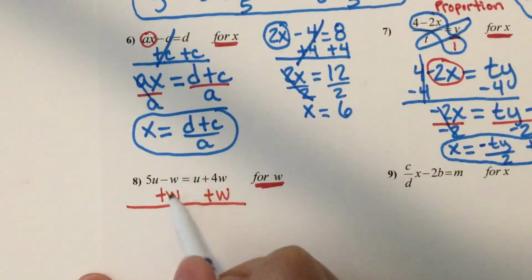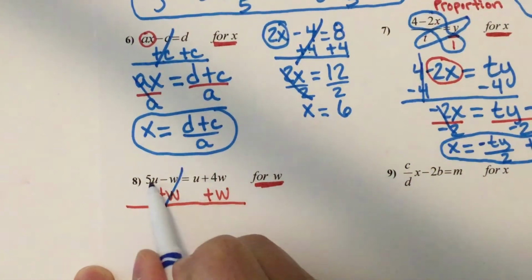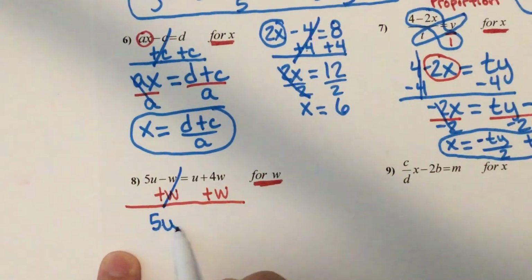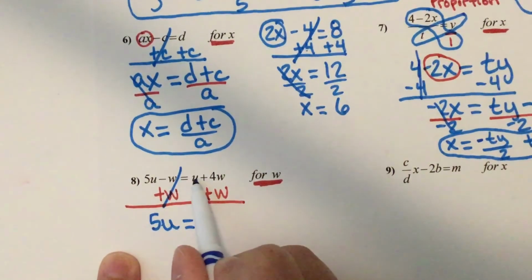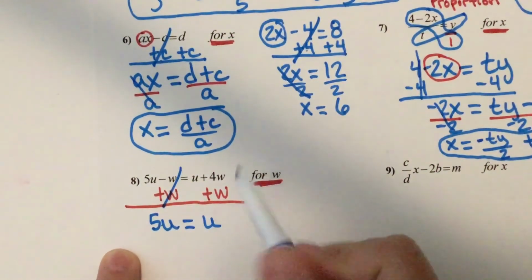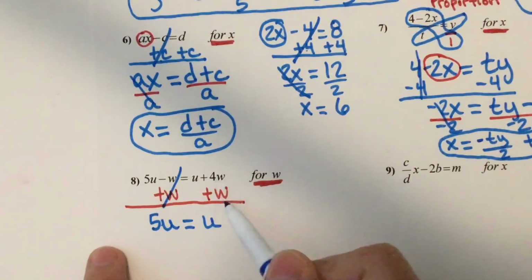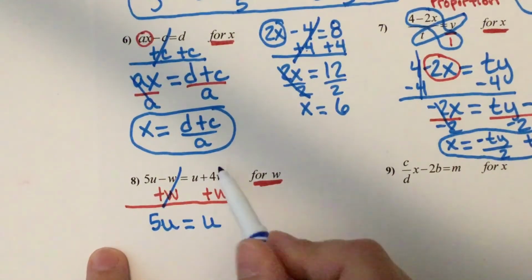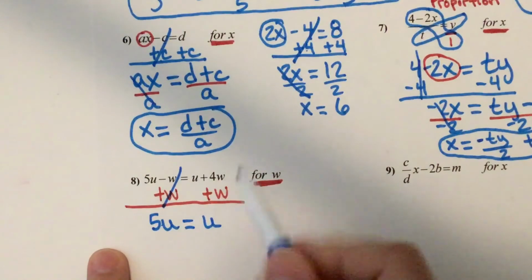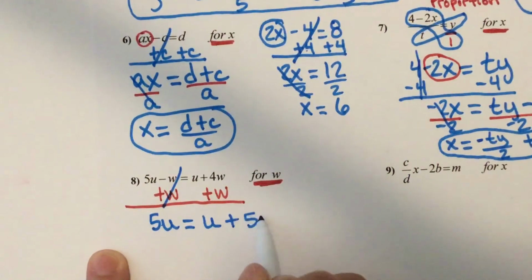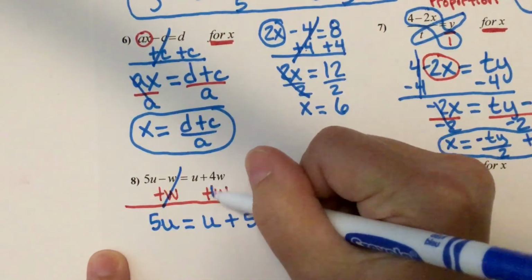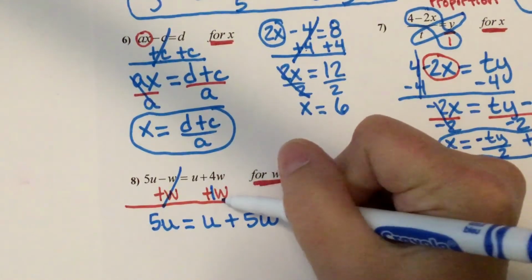So negative w plus w is 0. Shoop. Bring down that 5u. Bring down that equals. Bring down that u. And then 4w plus w, we can actually add those. Those are like terms. So 4w plus w, that makes 5w. Remember, there's a 1 in front of that w that you don't see. So 4 plus 1 is 5.